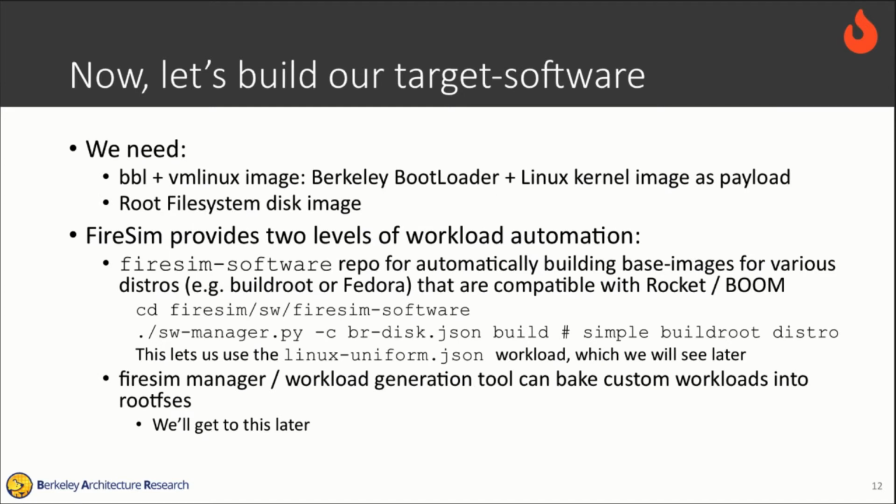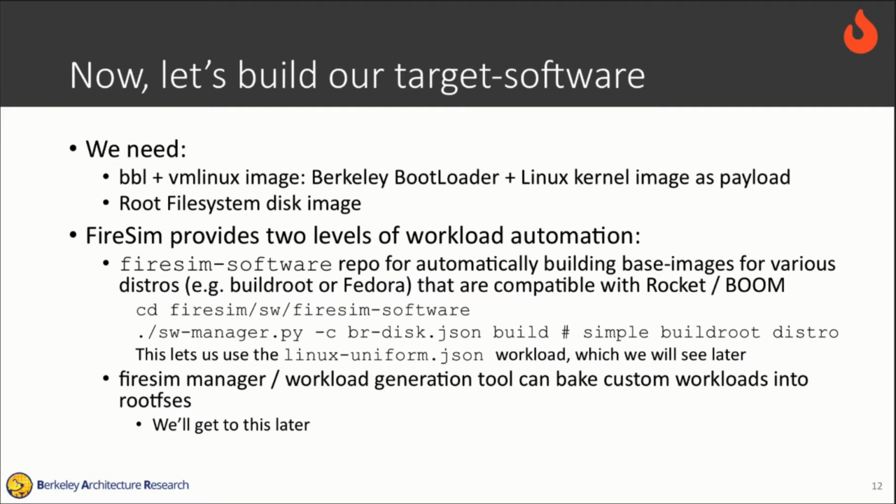OK, so at this point we've built up our FPGA images, so now we want to build software to run on top of this system. And what we want in this example is to boot Linux. So we basically want BBL, which is the Berkeley Boot Loader, with the Linux kernel image as a payload. And we want to build a root file system disk image so that it has something to boot from, as well as all of our user space stuff.